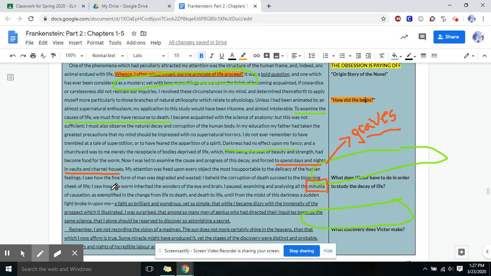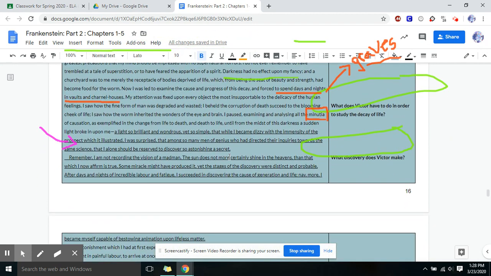And finally, this is the moment right here. I'm going to point to it in pink. This is the moment where Victor figures it out, right? He figures out where life comes from. That is a huge deal. Okay, that's a really big deal. And that's going to make a big difference for him. He figures it out.